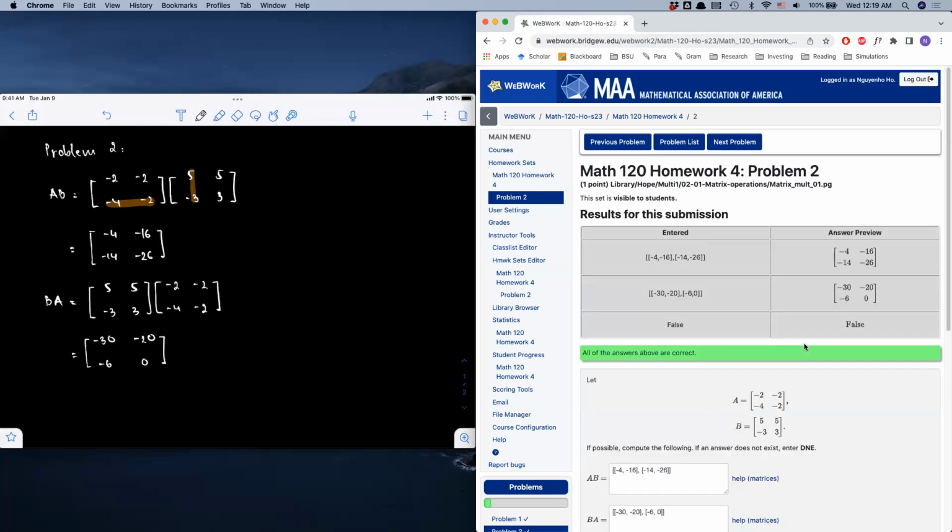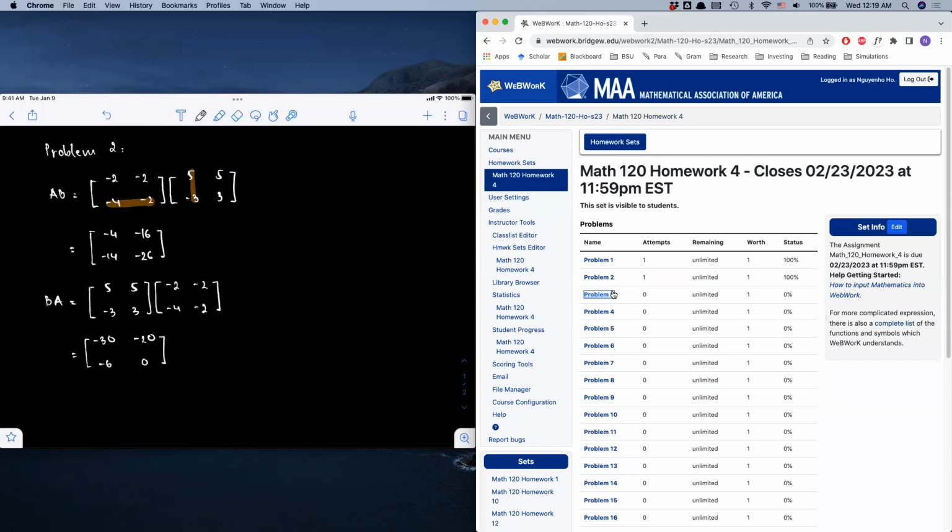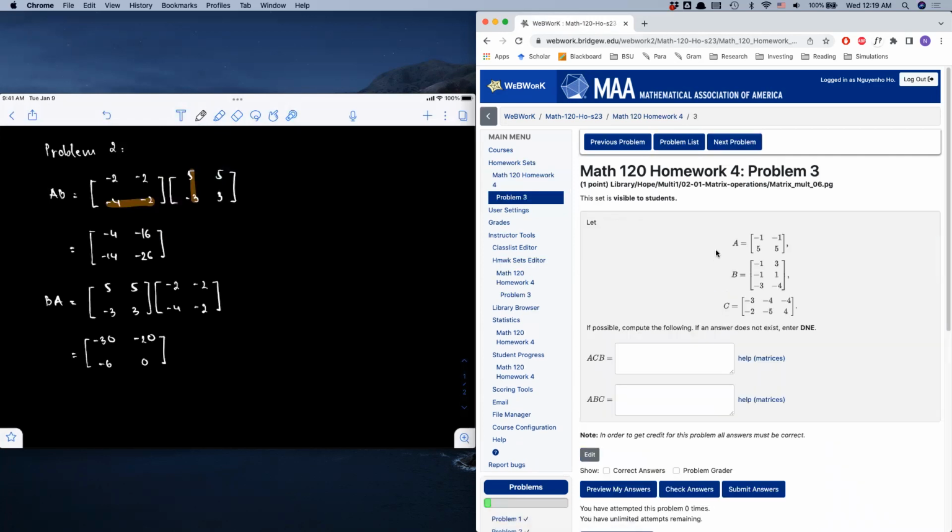Let's submit the answer, see what happened. Okay, so we get that. Now let's move on to problem 3. So problem 3, you have 3 matrices, right?